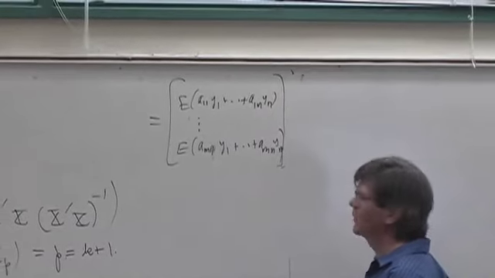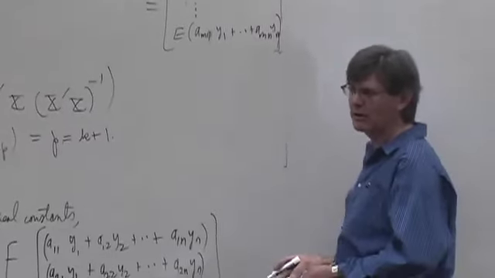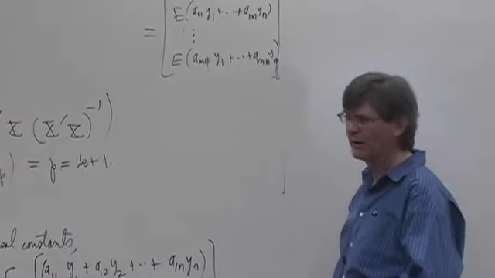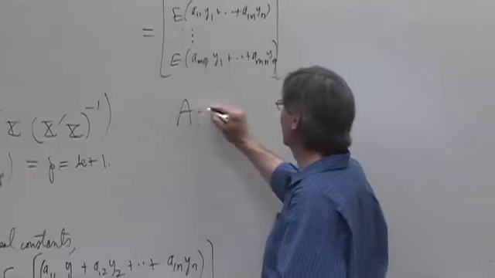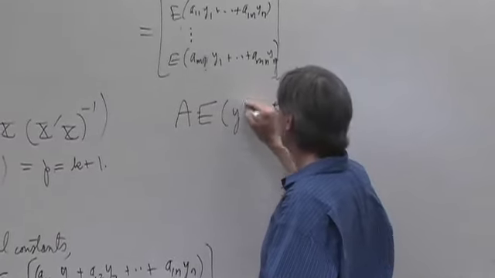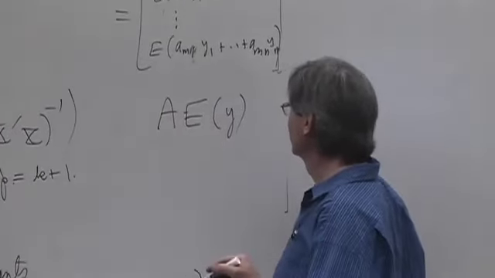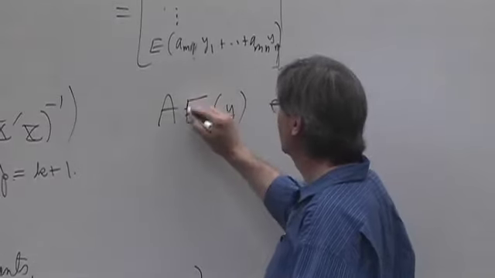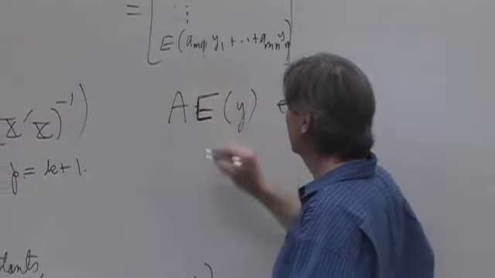Now the expectation of a linear combination is a linear combination of expectations. So what do you get out of this? Can you see the operations continuing? A times the expected value of Y. But the expected value of Y is just what, X beta? Yeah, I can put that in. I just wanted to state this fact.